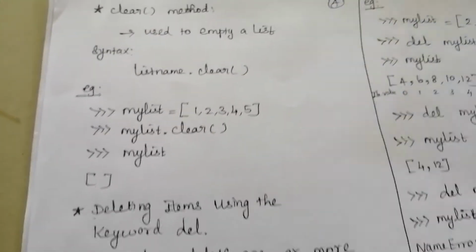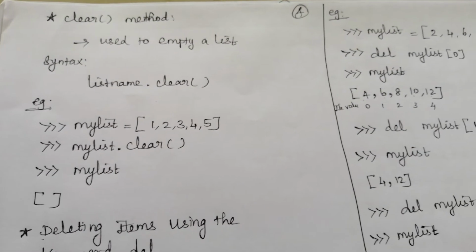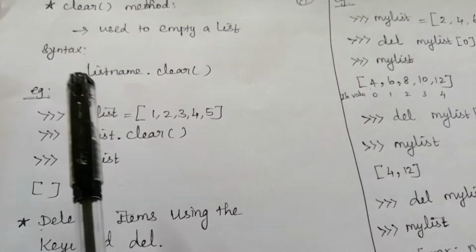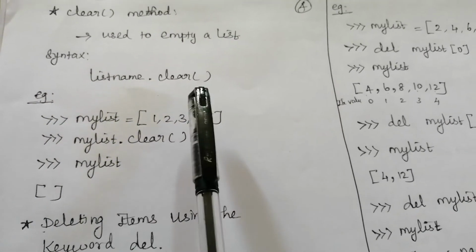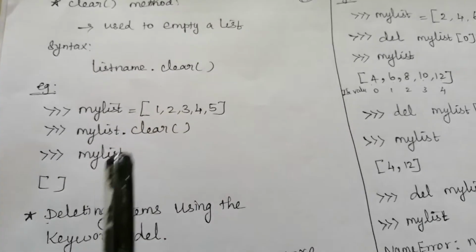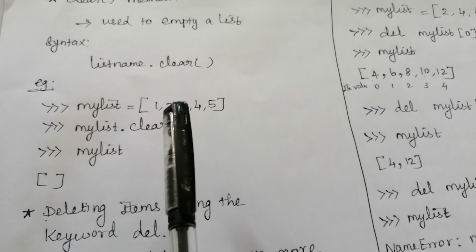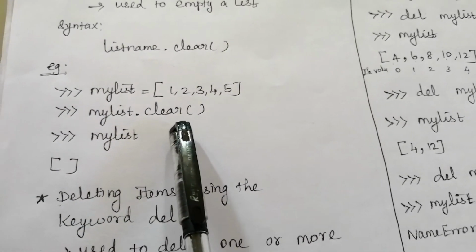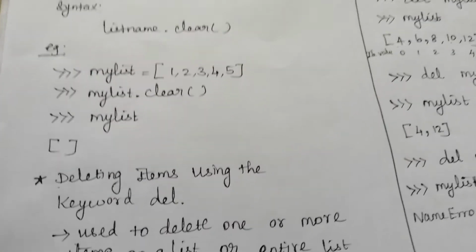Okay, so next we are going to discuss the clear method. It is used to empty a list. It doesn't accept any argument at all. It is a built-in method. Here I created my list. Next I am going to clear it. With the help of the clear method, you can make the list into an empty list.